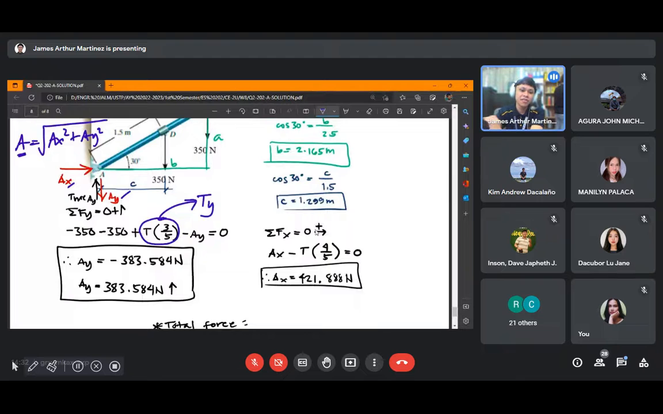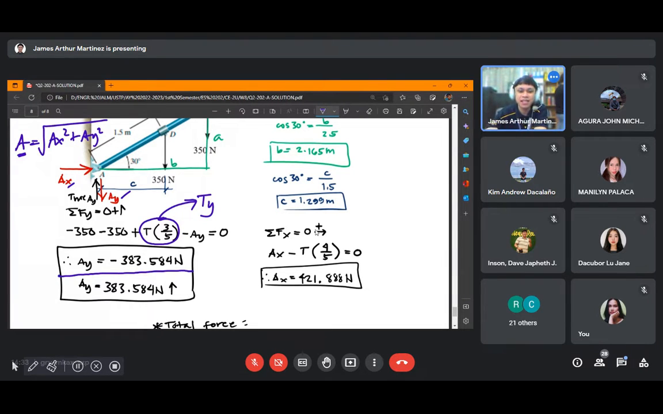Alright? So, solving for Ay, sorry, not T. T is already obtained, we have solved for T. So substituting the value of T here, you will obtain also the value of Ay. And Ay is negative 383.584 newtons. Again, the negative sign there indicates that the correct direction of our Ay is opposite to the assumed direction of Ay, which means Ay is upward as the correct reaction. So that's it.